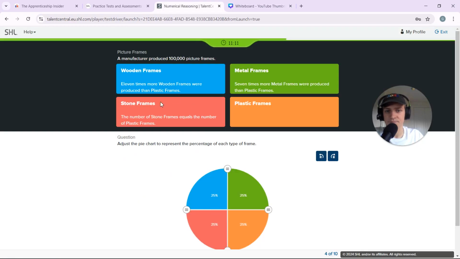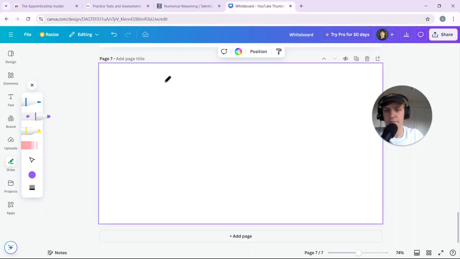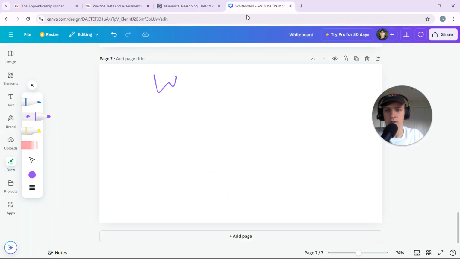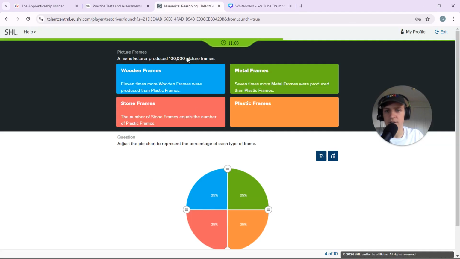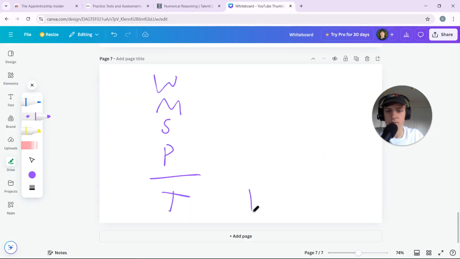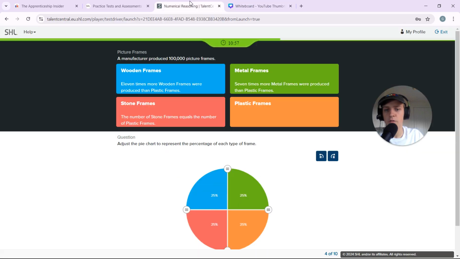Right, so same thing applies. We've got different things here to do with pie charts. We've got wooden, metal, stone, and plastic, and then we come to total. Okay, this is how you do it. A manufacturer produced 100,000 picture frames, so 100,000 is the total. Then we'll look for an absolute value. Can we find an absolute value? No. Okay, this is going to be an algebra sort of thing.